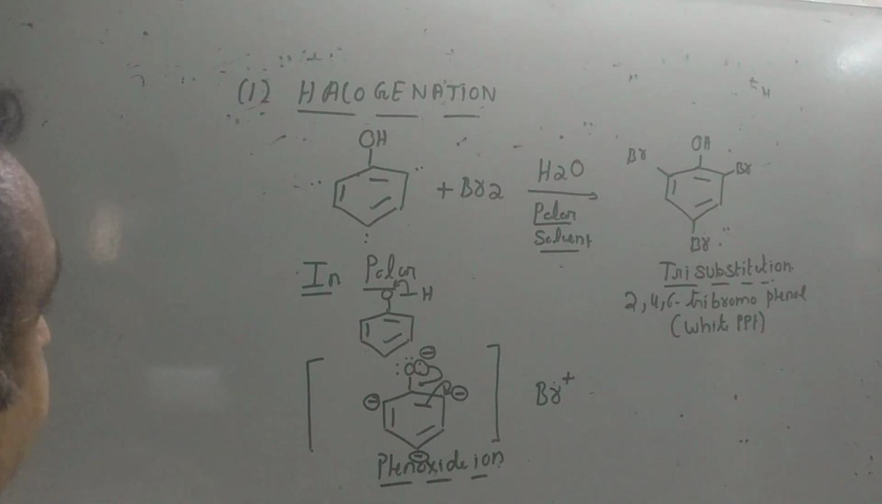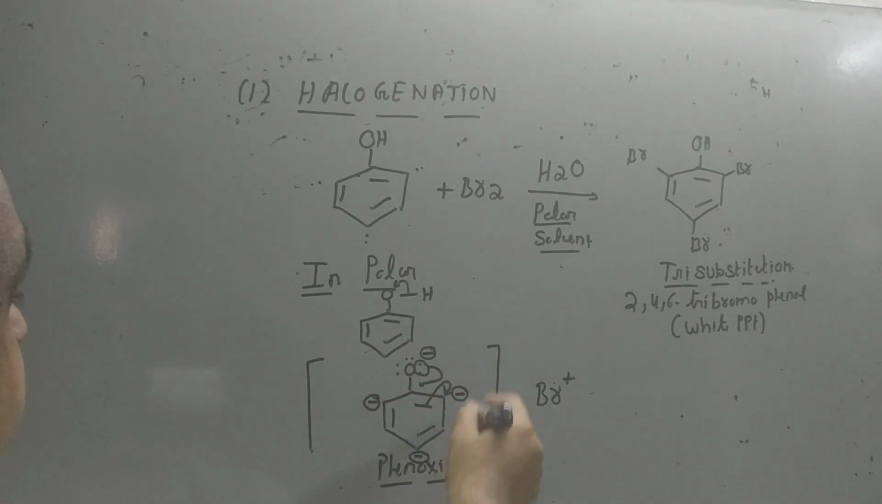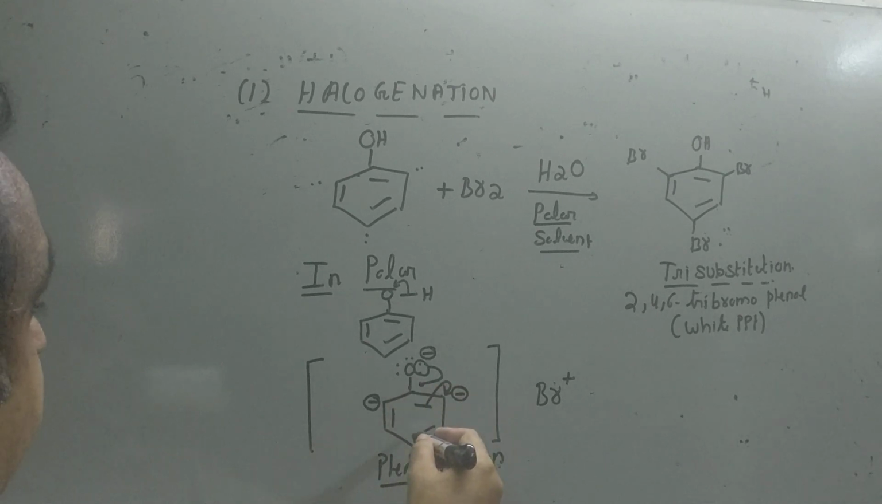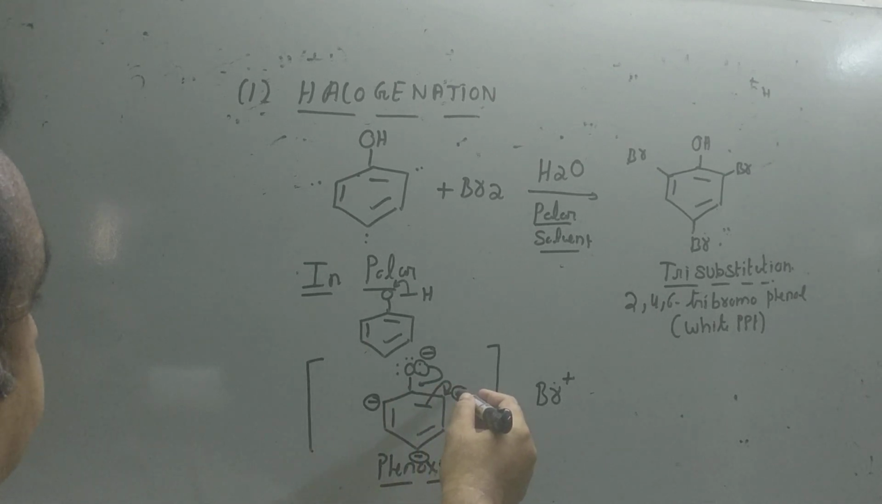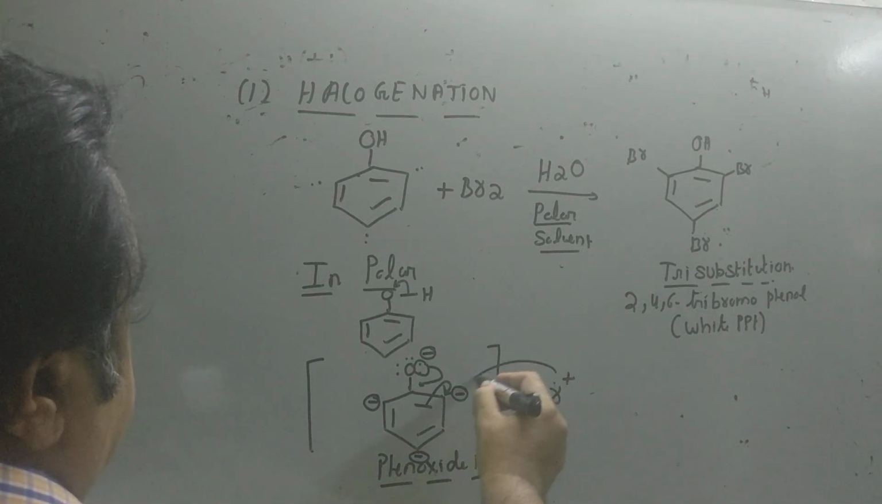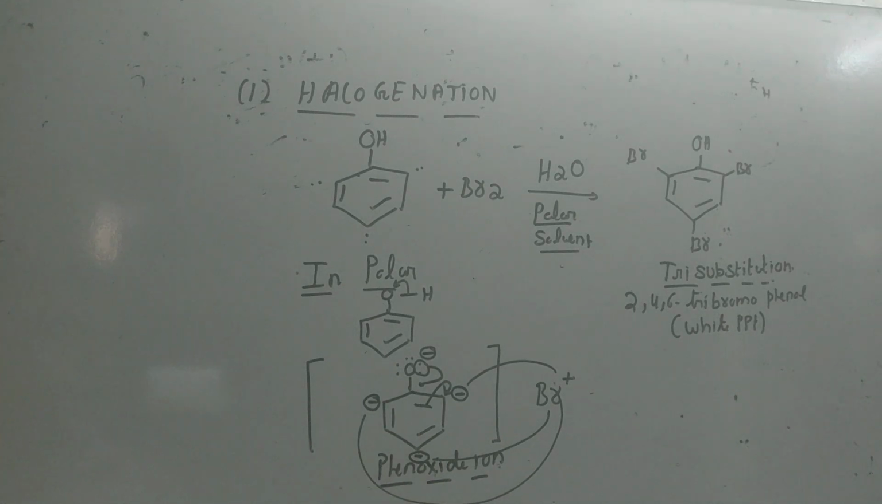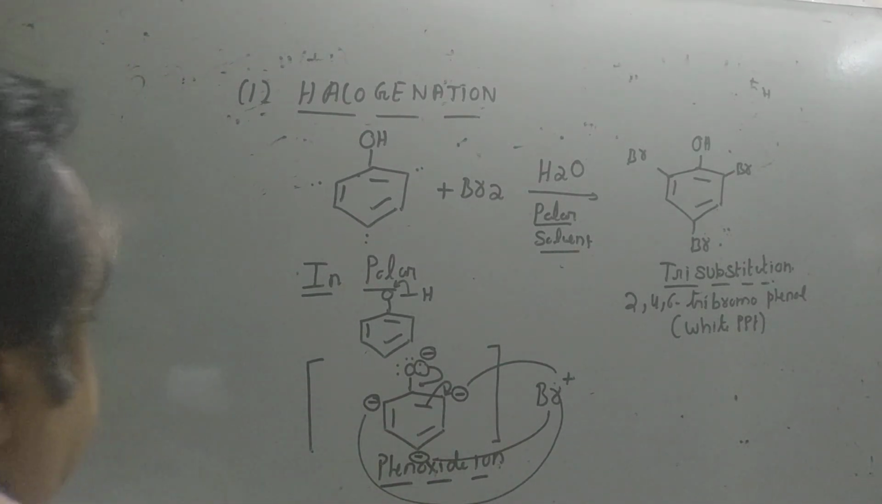So in the case of a polar solvent, the point is that phenol is present as a phenoxide ion, and in the phenoxide ion, the benzene ring is even more activated. The amount of negative charge present at the ortho-para position is very high, so it reacts simultaneously with Br+ at all the 3 positions. It is a highly activated ring.